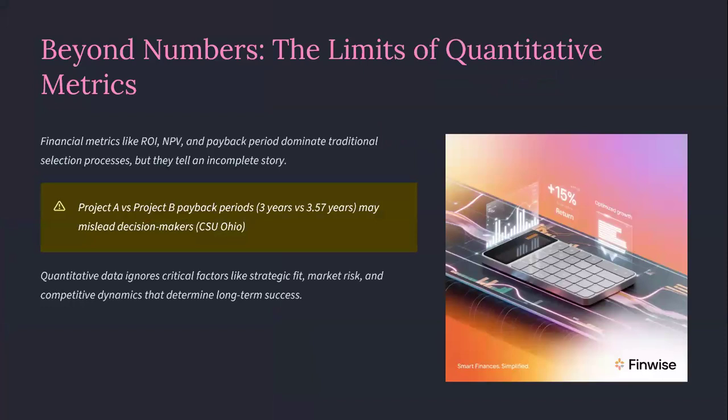So there are certain factors, as I said, beyond numbers, which need to be taken into consideration. And these factors, like market risk, competitive dynamics, government instructions, and tastes and preferences, I need to consider while taking a decision.